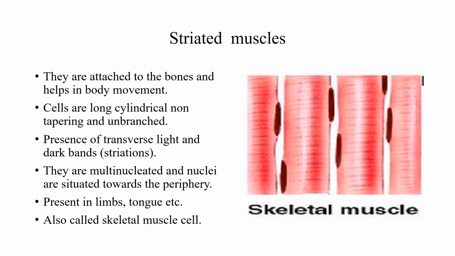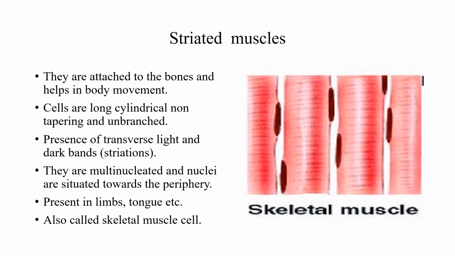Striated muscles, otherwise known as skeletal muscle. Yes, they are attached to the bones and help in body movement. Why do we say it is a striated muscle? Because we can see dark and light bands present in an alternating manner. Presence of transverse light and dark bands, that is called striations.